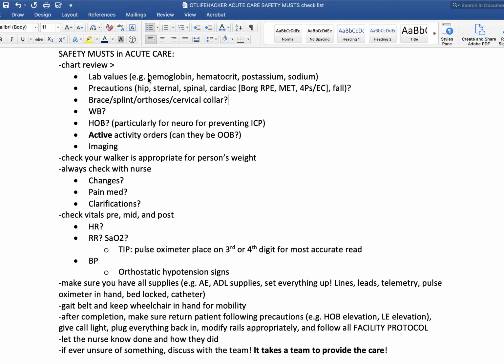And if their levels are outside of the range that they should be, make sure you check that it'd be okay to see the patient. Check with the team. I cannot emphasize that enough. This is a team effort.